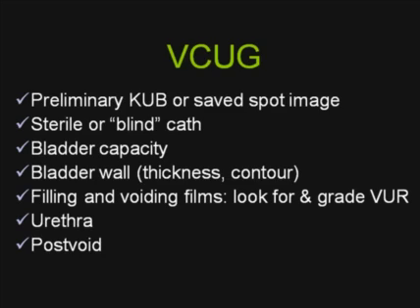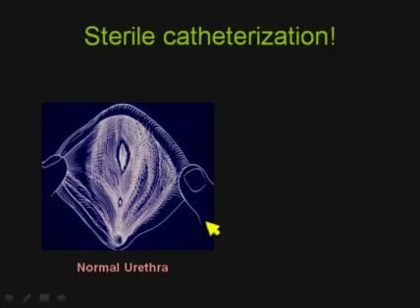Keep a note of what the bladder capacity is, and also assess the wall for thickness and contour. One must get filling films and voiding films and look for reflux as well as grade it. Look at the urethra and also post-void. In boys, we like to get the urethra imaged with the catheter in place as well as afterwards without. And we do 2 cycles because reflux may not happen in every cycle that we look at.